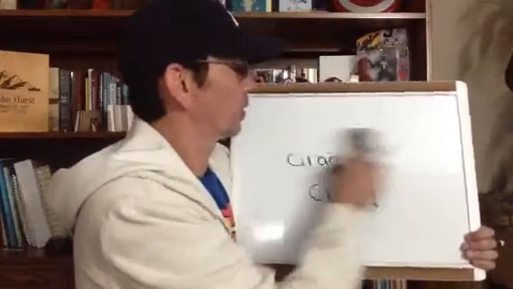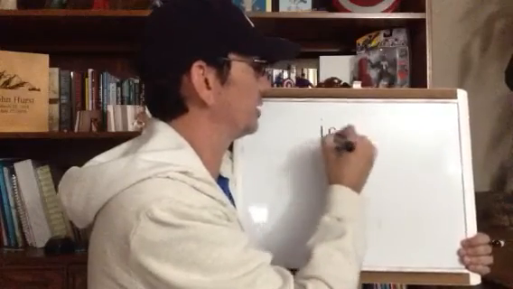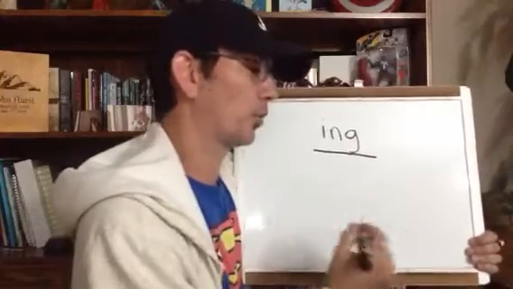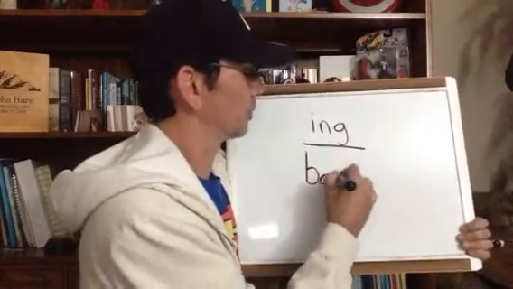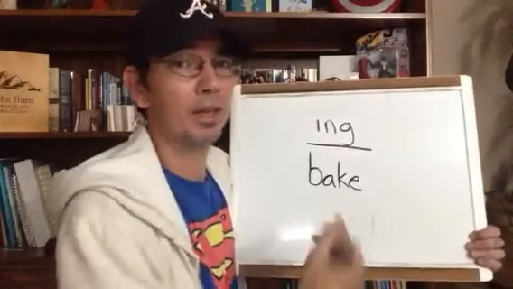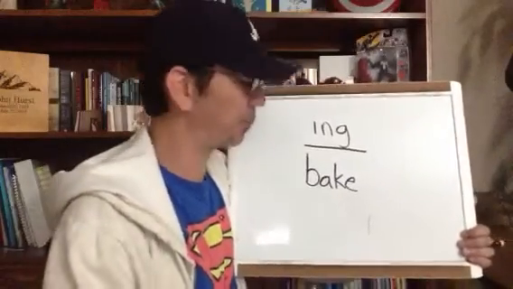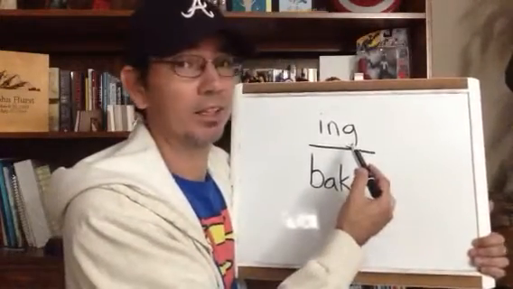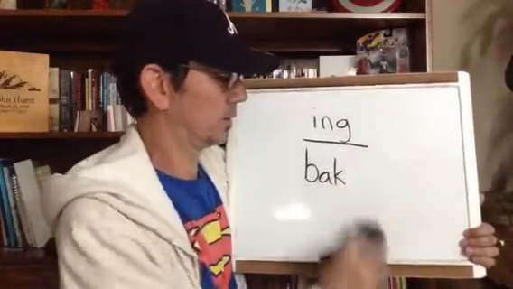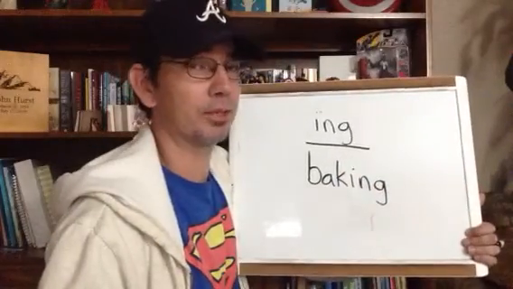All right? And lastly for today is ING. And this is used a lot of times when you are doing something, right? So like this. Bake. You say, I am going to bake a cake. Well, when you're actually in the process of doing it, you are baking a cake. And there is a slight change that happens here. As this E goes away, and the ING takes its place.